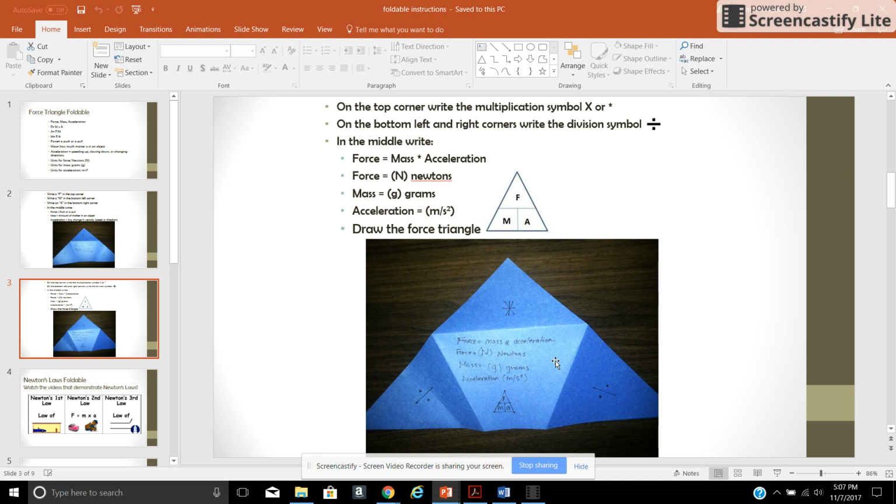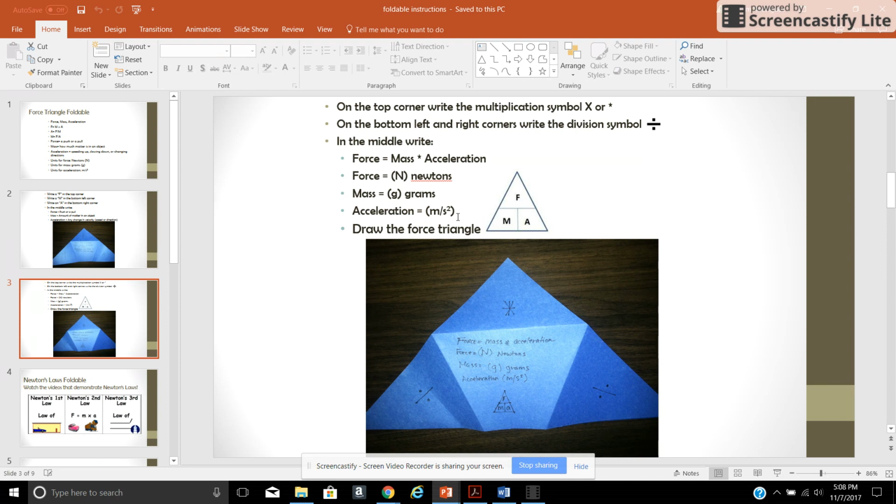Underneath that, we're going to write the units that are used for each variable. So like I said, this should sound very, very familiar because we did the exact same thing with our speed formula. So force is measured in newtons. So please write force equals N and write newtons next to it. It's also written up here if it's maybe a little bit more clear to see. Underneath that, you're going to write mass equals grams and a lowercase g, because that's how we measure the mass of an object. And then last, you're going to write acceleration equals meters per second squared. And that's just the unit that we use to measure acceleration.